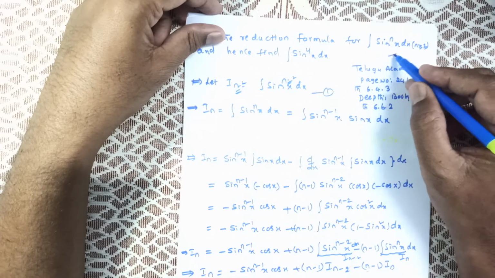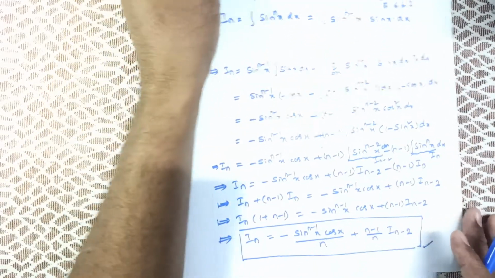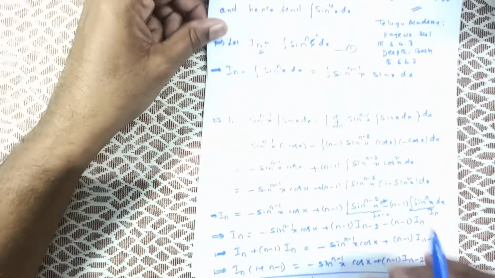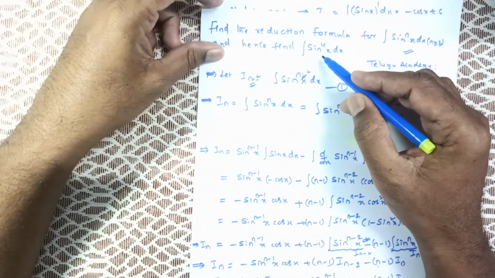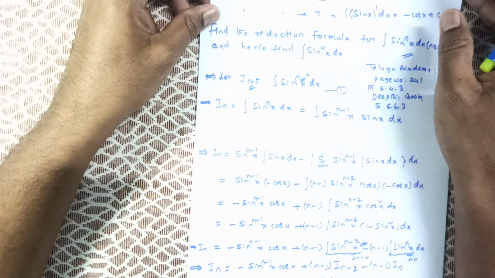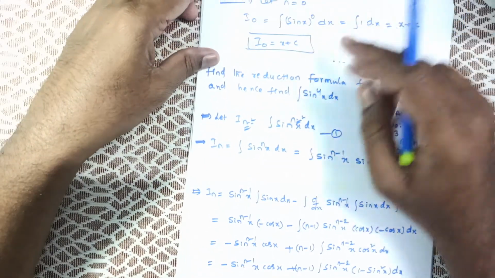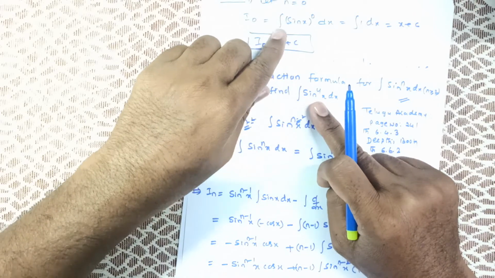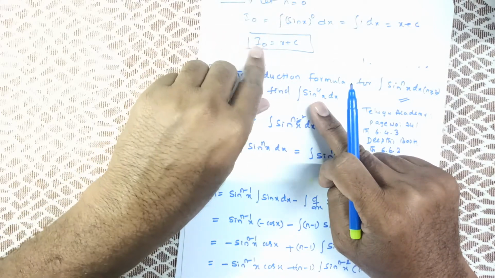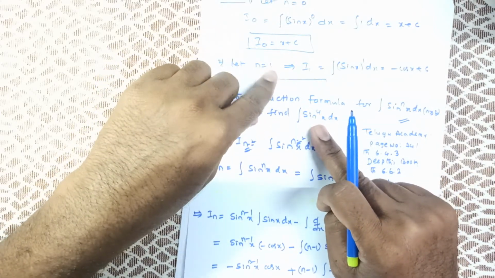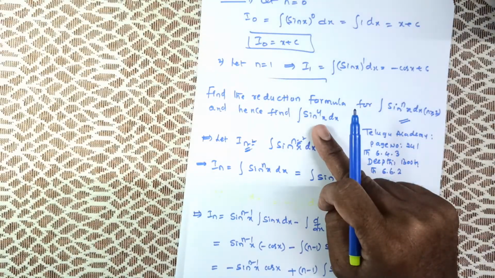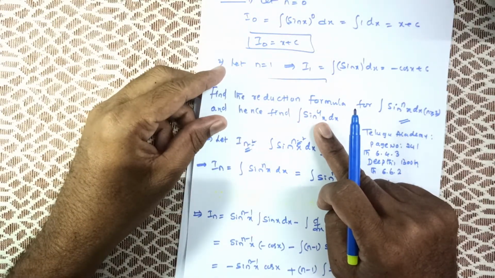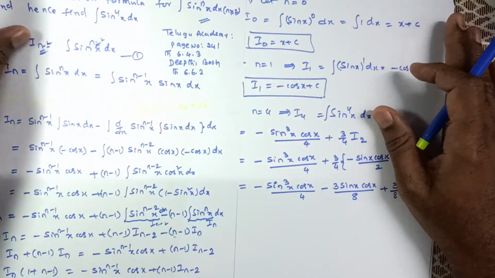So the reduction formula will be like this. Okay, and another problem they given here, find the integration of sine power 4x. To find the integration of sine power 4x, first we have to find the I naught and I1 value. It is required to find this sine power nx. So let us find the first.